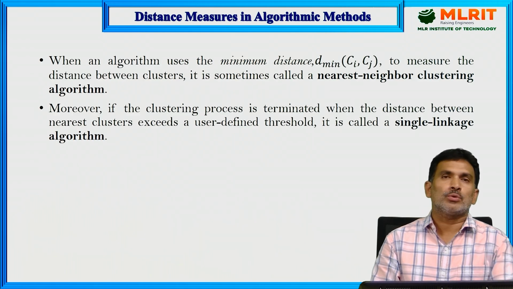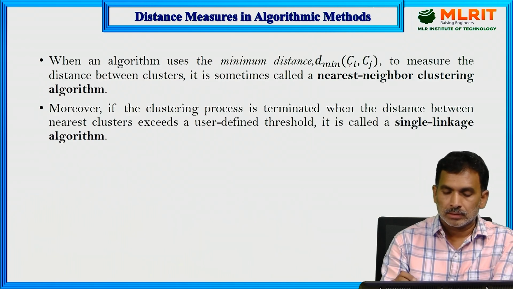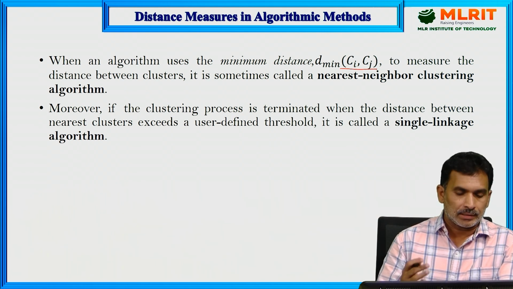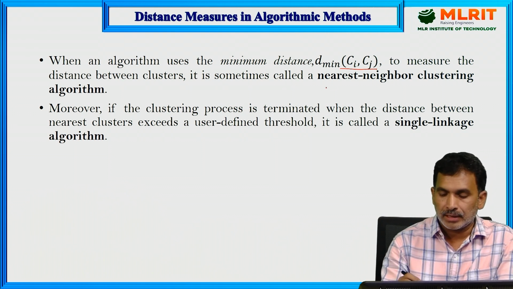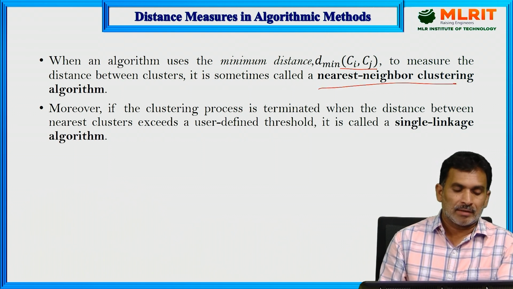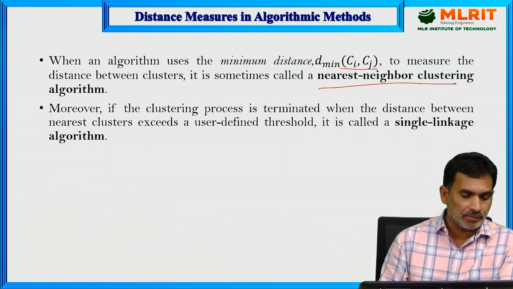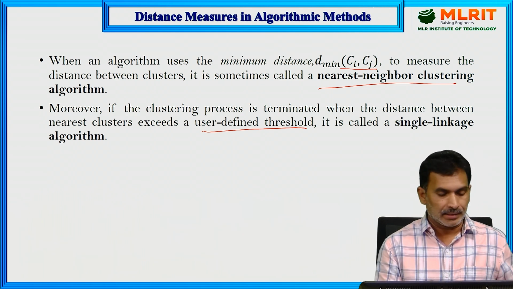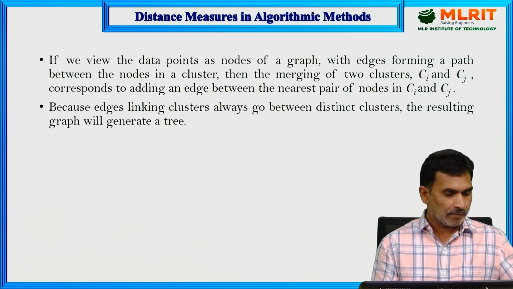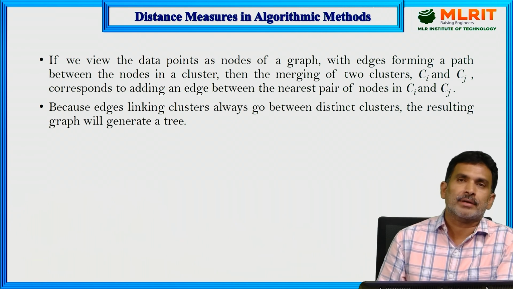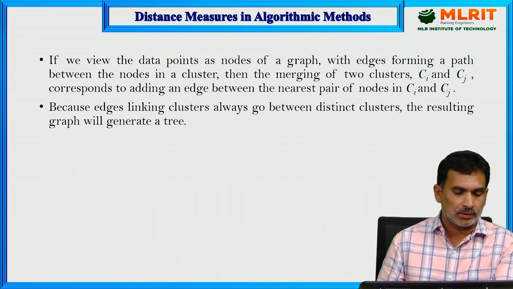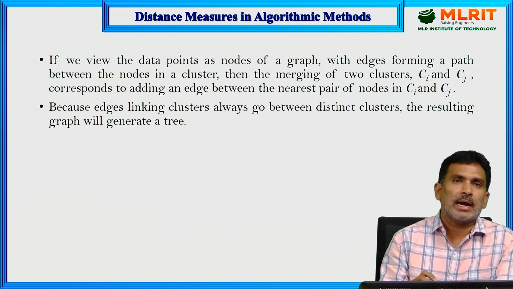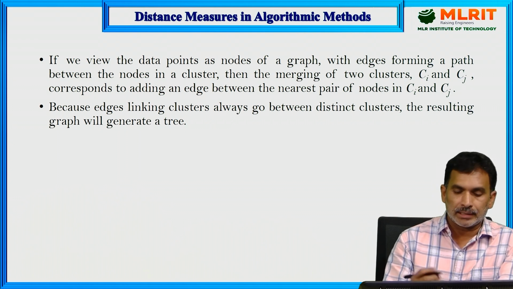When an algorithm uses the minimum distance between the 2 clusters Ci and Cj to measure the distance between clusters, it is sometimes called nearest neighbor clustering. Moreover, if the clustering process is terminated when the distance between the nearest clusters exceeds a user defined threshold, then it is called single linkage clustering. If we view the data points as nodes of a graph, with edges forming a path between the nodes in a cluster, then merging the 2 clusters Ci and Cj corresponds to adding an edge between the nearest pair of nodes in Ci and Cj.